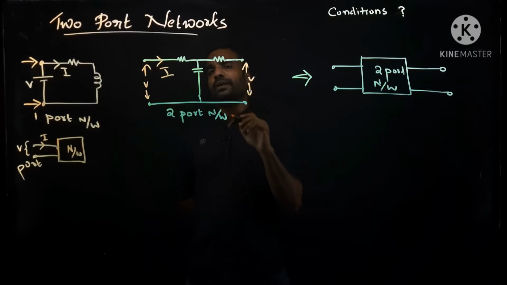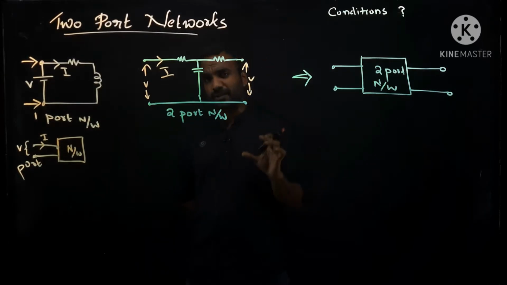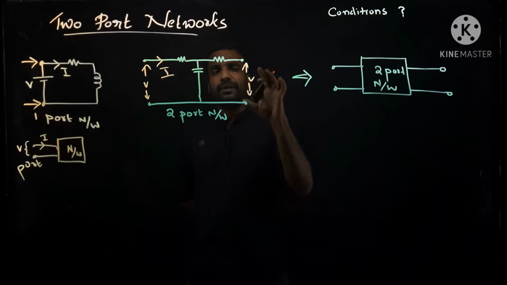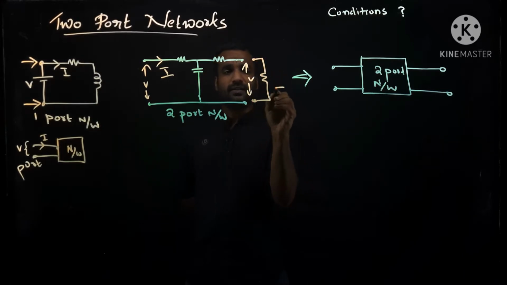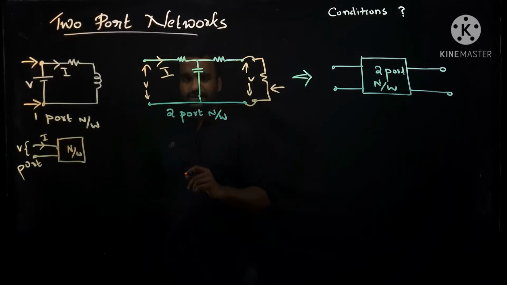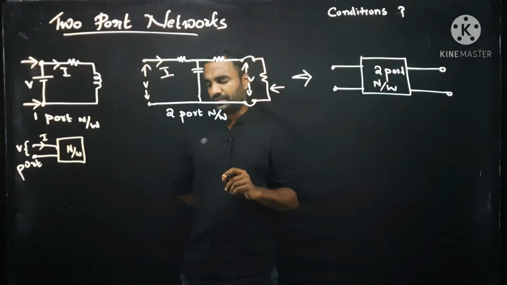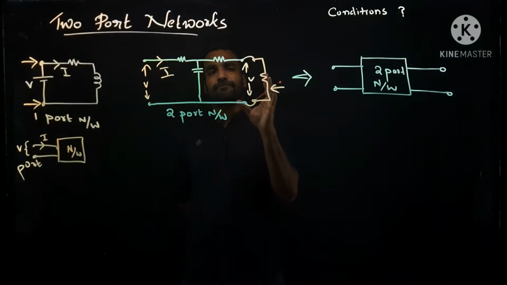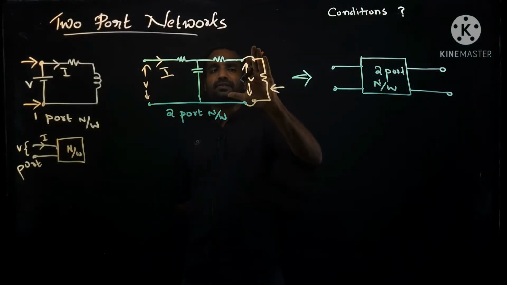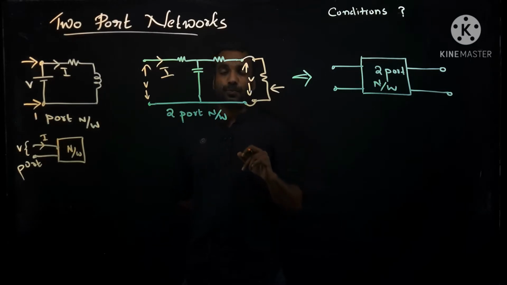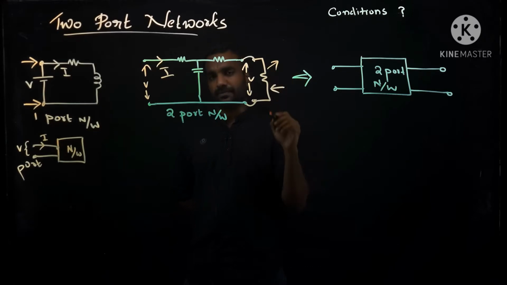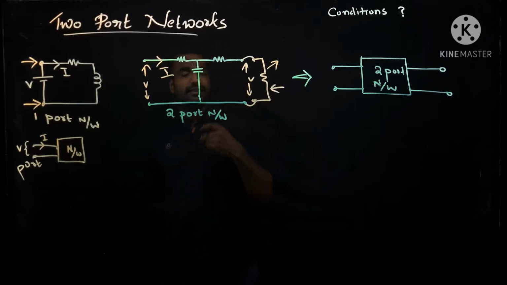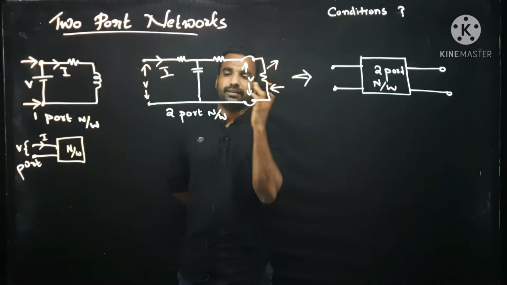Definitely current will not be here. Why? Because this side is open circuit. For the time being, this circuit is open circuit. If I connect some resistance here, then definitely current will pass. Before that, if I remove this, we can call this a two-port network. So a load is needed for current to pass in the secondary side, or the other side.